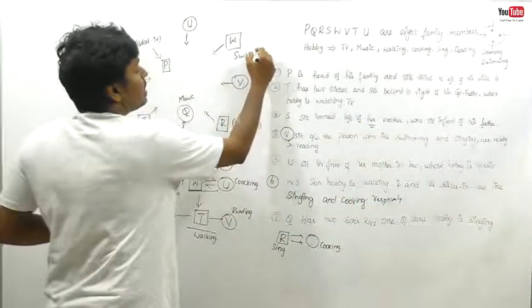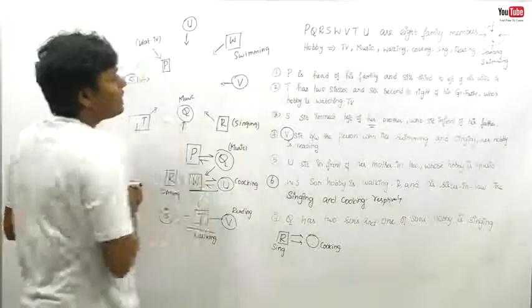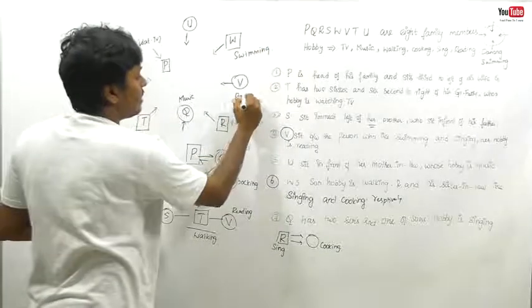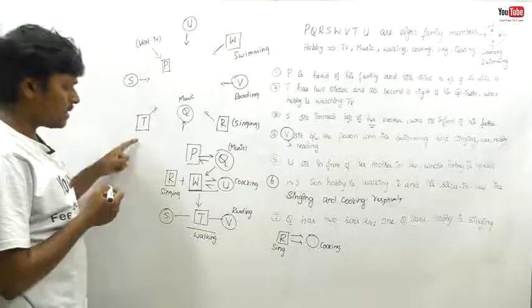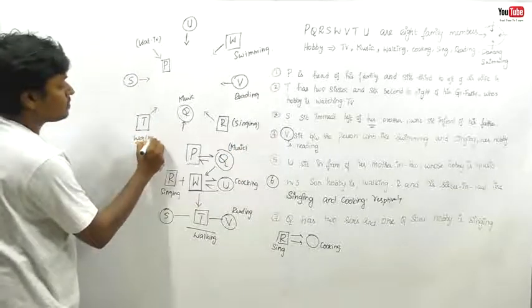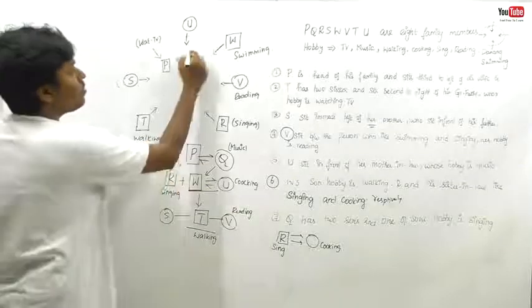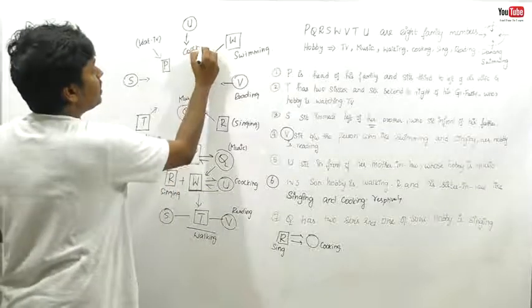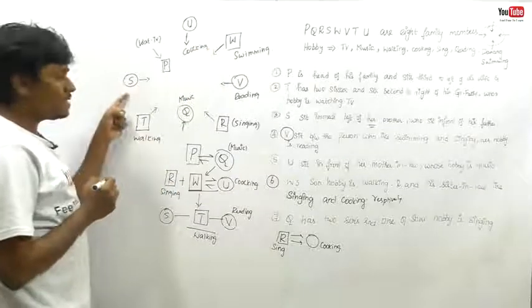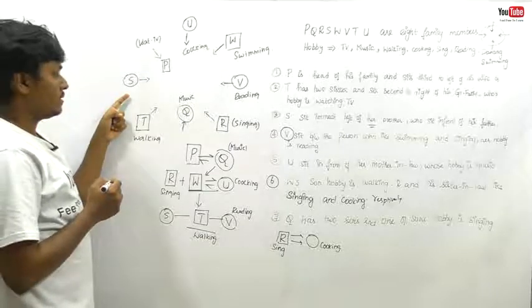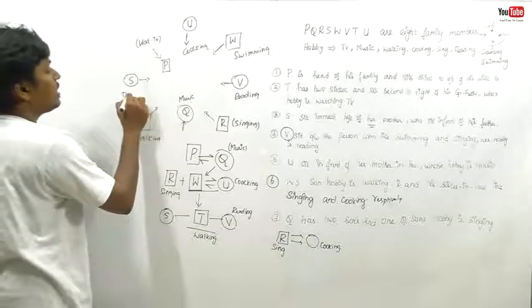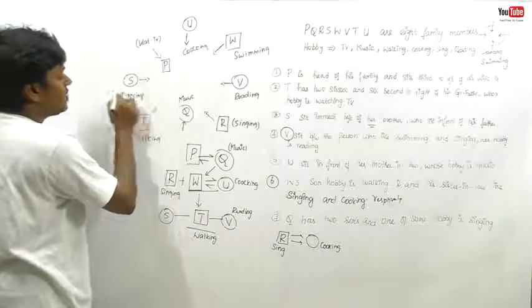So definitely the person W should be singing, and R is reading. I think only one profession is missing, friends. We know that T is walking, and what about U? U is cooking, and only one thing remaining, that is a hobby for S. I think he is dancing, right? He is dancing. So finally we have concluded this arrangement, friends.